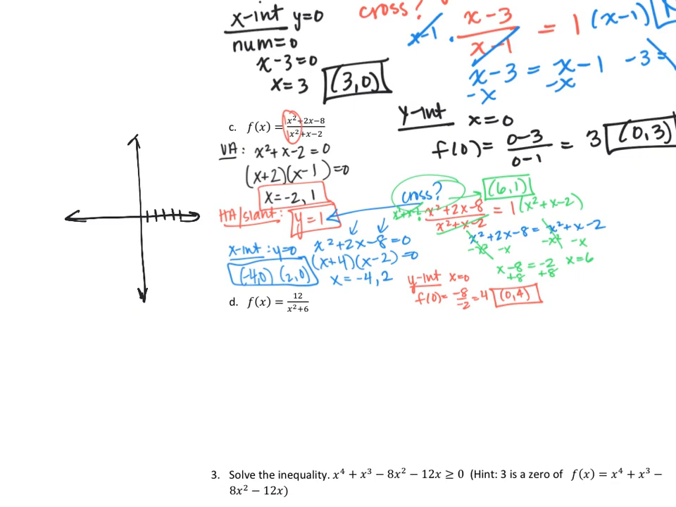Put our important points on there. Make sure I have enough marks. And we need the points, let's see, our vertical asymptotes. We have two of them this time, at x equals negative 2 and at x equals positive 1. And we have a horizontal asymptote at y equals 1. We also have x-intercepts at (-4, 0) and at (2, 0). And we have a y-intercept at (0, 4).